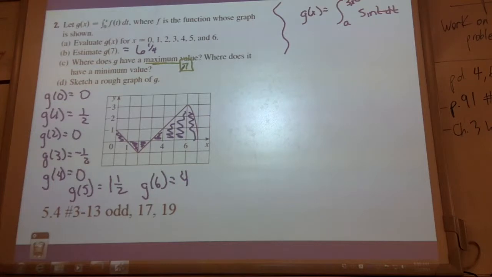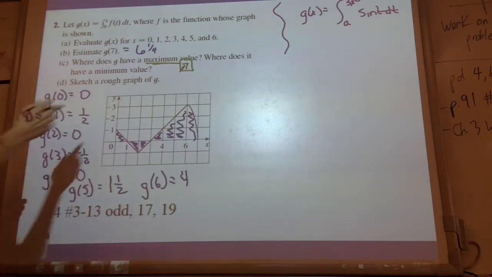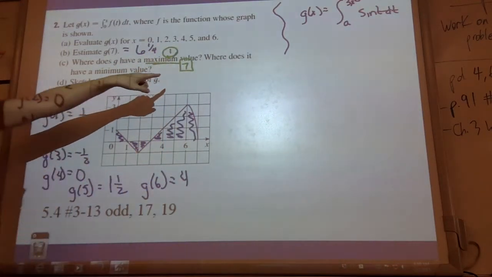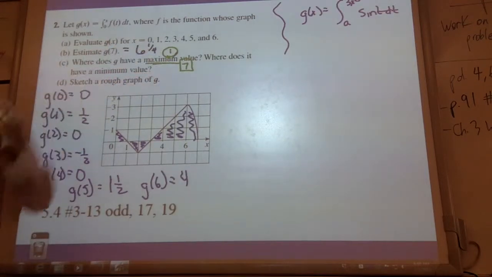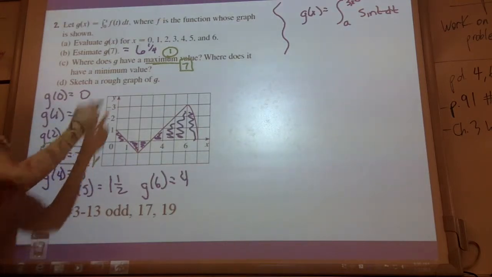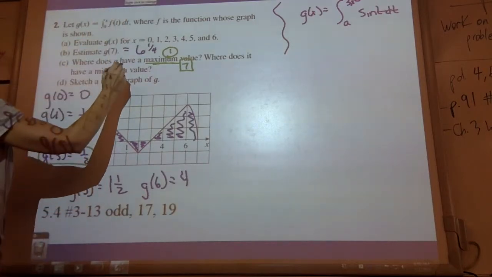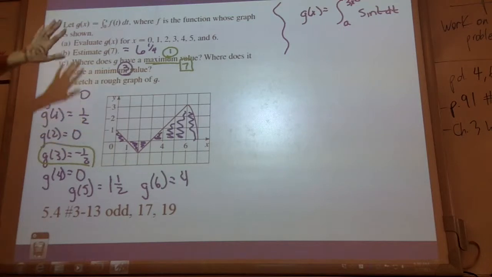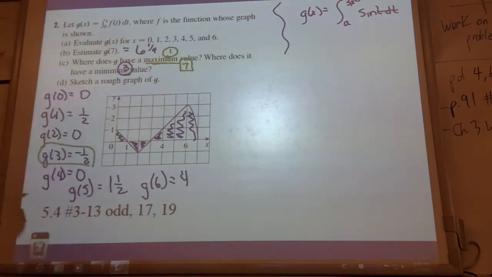Did it have any little relative minimums or maximums? Yes, at 1. So I boxed that one in because that's the absolute maximum. This one was a little local maximum. And where was our min? At 3, and that's a local min. So we had a local max, a local min, and an absolute max.